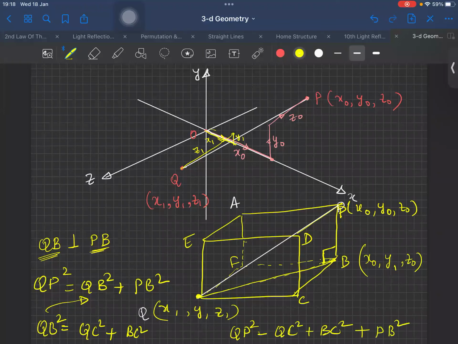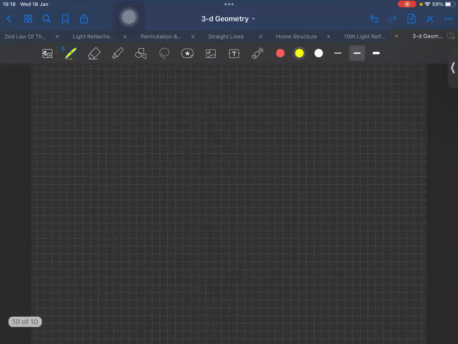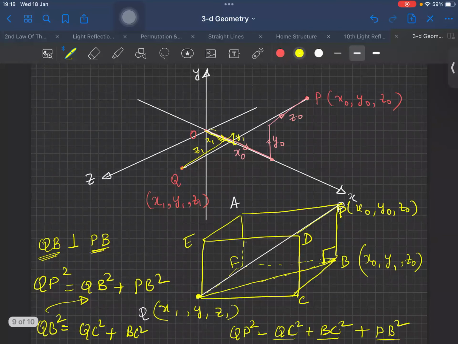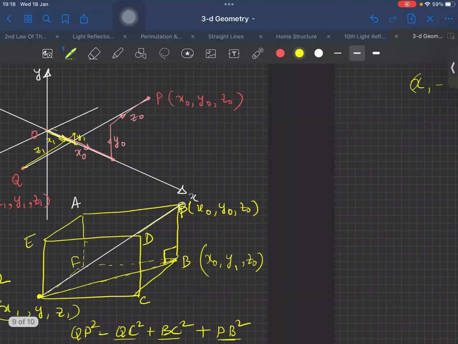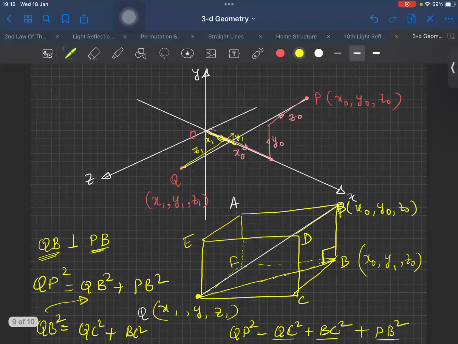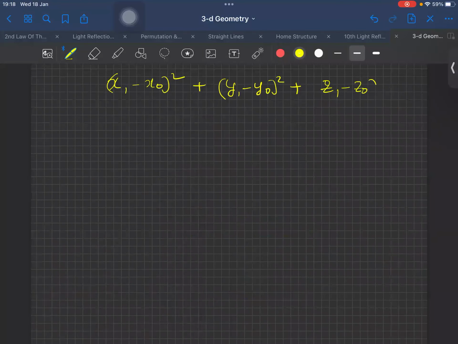Okay. Now if you find this distance QC, QBC and PC square, because both are on the same plane, right? So the coordinate it will have is x1 minus x0 square. That's how you will find QC plus BC. Because it is on that same plane, y1 minus y0 square plus, now PB is on the Z plane, so you will write z1 minus z0 square. That's how you find the distance on the same plane, right?